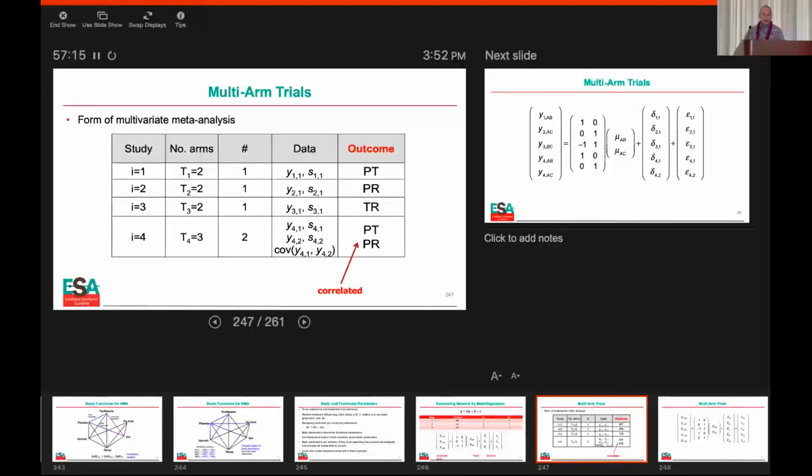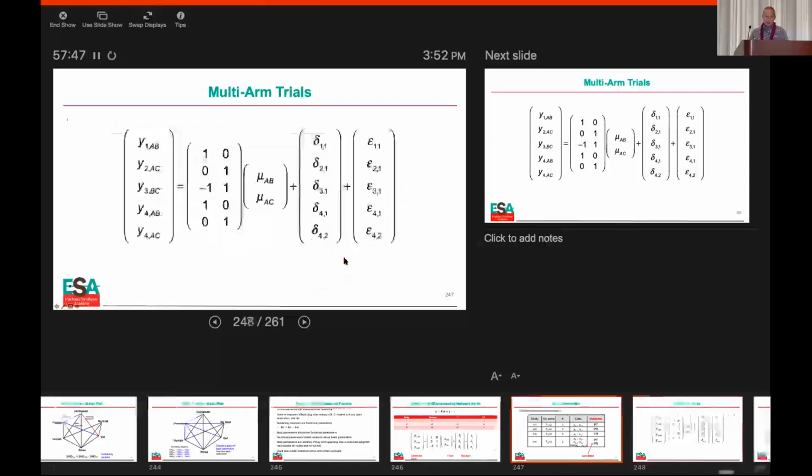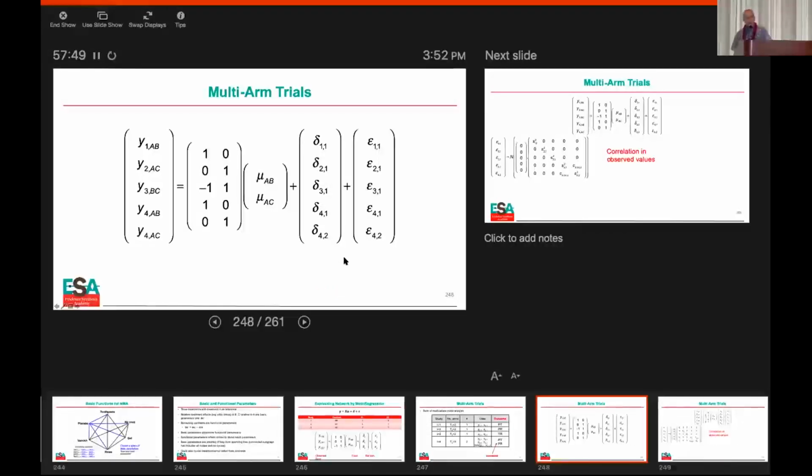If we had multi-arm trials, so in other words, let's say we had a trial comparing P with T, P with R, T with R, but then we had a 3-arm trial that compared P with T with R, then we have a PT estimate, a PR estimate, a TR estimate, and then we have these 2 estimates, but since they're in the same study, they're going to be correlated. And so we have to induce a correlation here. So we not only have the 2 data points, which are the Y's, and their variances, but we also have the covariance. And so we could model that this way.